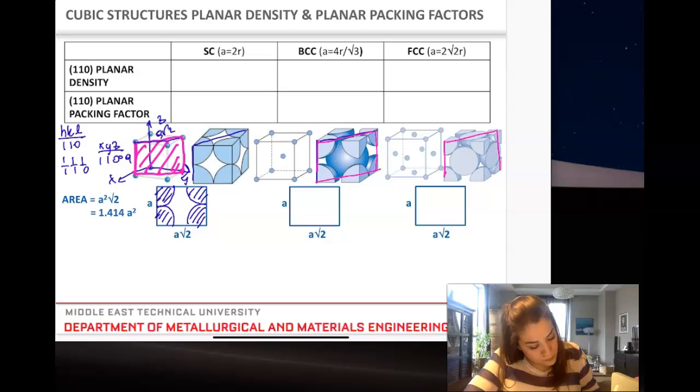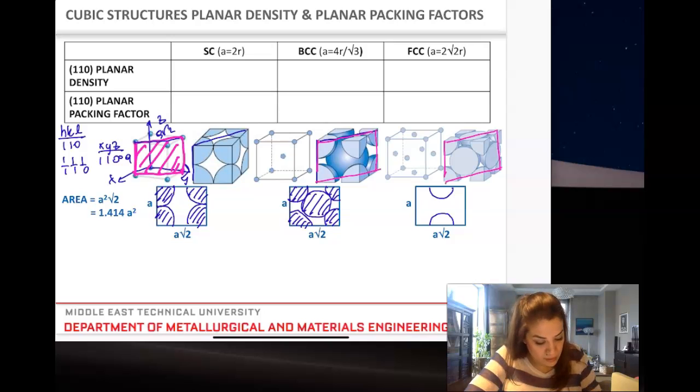for BCC and FCC, this is the cross section, how it looks. Right in the center, I have an atom. The corner atoms are touching it in the BCC for 110. And for FCC, I have a central face atom, both at the top and bottom, because this is my face diagonal, remember. And I have corner atoms.